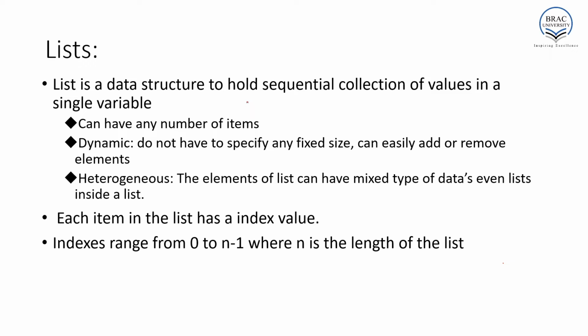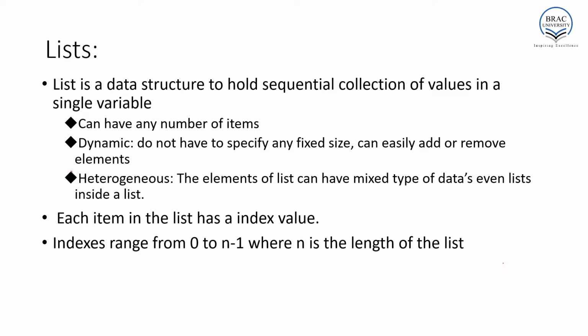There are several benefits of using lists. Number one, can have any number of items. Unlike variables, we can hold more than one value here, and this does not have any limit. Number two, dynamic. I do not have to specify any fixed size and can easily add or remove elements. If you have done programming before in other programming languages such as Java, you will know that to declare arrays, you need to specify the range. But in the case of lists in Python, they are dynamic and we do not have to specify any fixed range. I can easily add or remove elements.